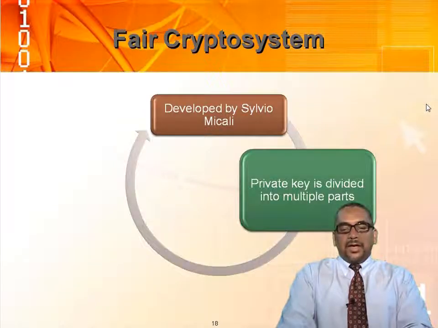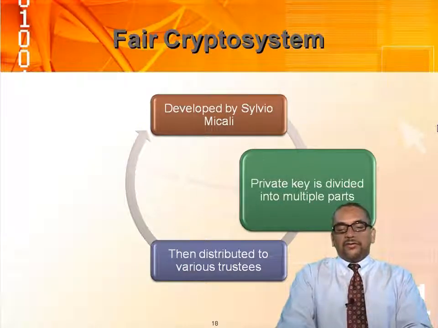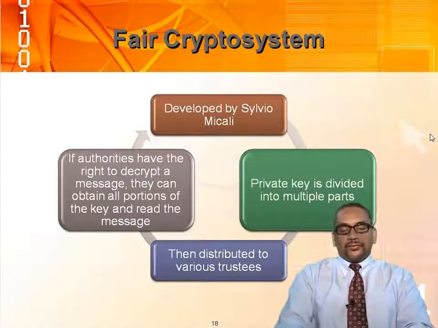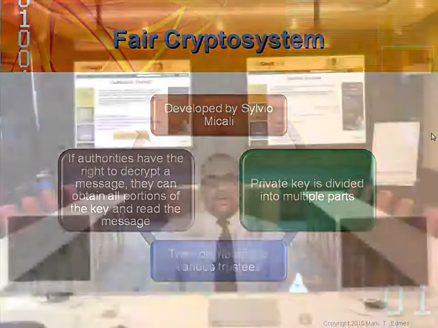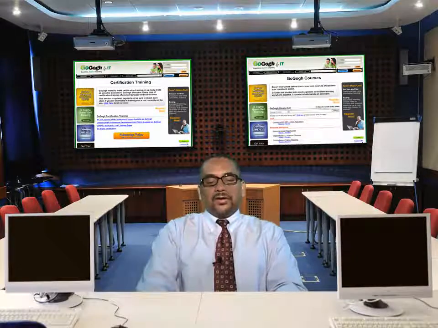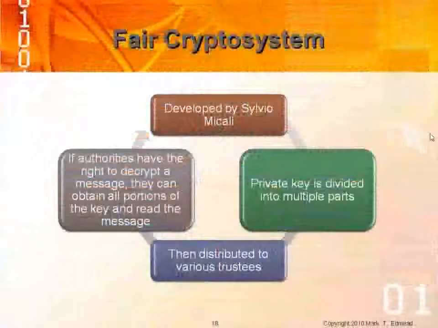There's also something called the Fair Cryptosystem. This is something that was developed by Silvio Micali, and this is where you take the private key and you divide it into multiple parts. Then it's distributed to various trustees. So if the authorities have the right to decrypt the message, they can obtain all the different components of the key and then read the message. So this is just taking the private key and breaking it up into multiple parts, 5, 6, or 7 parts, and then giving it to different people. Again, separately, they can't do anything, but if they need to combine all of those keys, then they can go ahead and decrypt that information.